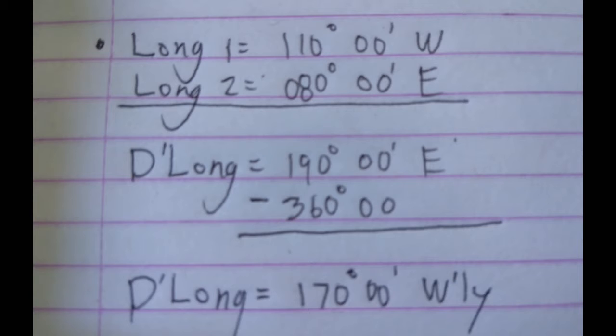But we're not yet done, since the maximum value of DLO is only 180 degrees. So we will subtract it from 360. Our answer is DLO equals 170 degrees 00 minutes westerly. It turns westerly because we take a full turn, in which we subtract our DLO from 360 degrees.